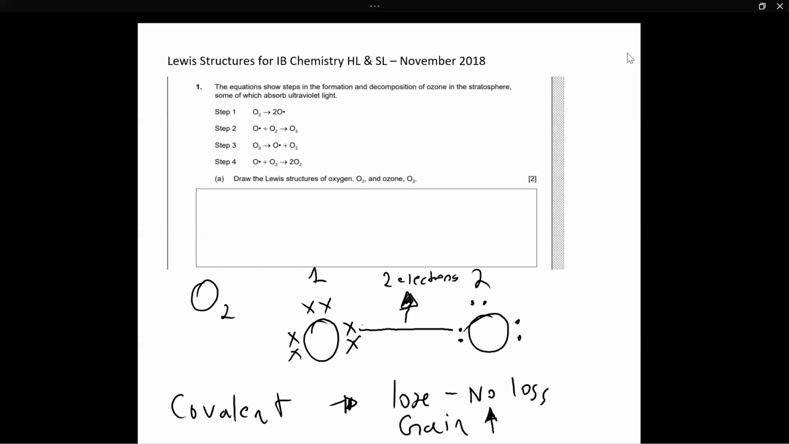But this still doesn't satisfy them, right? Now, if we count how many electrons oxygen number 1 has, it has 1, 2, 3, 4, 5, 6, and this extra electron that it has gained from the sharing, 7. And if we count how many electrons oxygen number 2 has, it has 1, 2, 3, 4, 5, 6, and this extra electron it has gained from the sharing, 7 electrons. That's not stable. It needs 8.